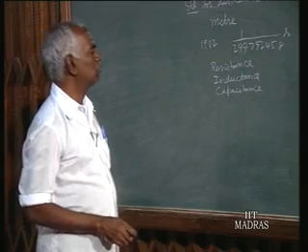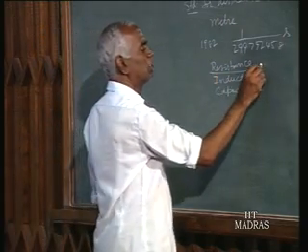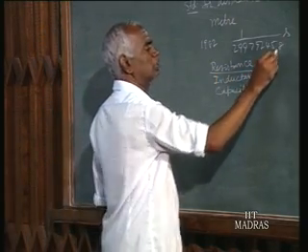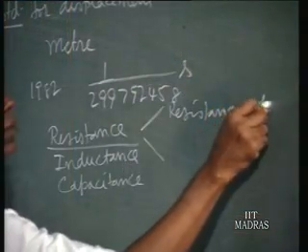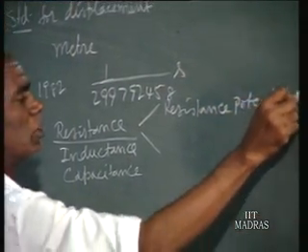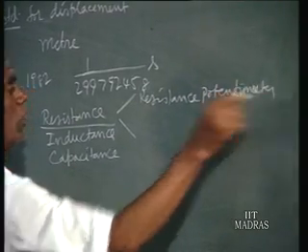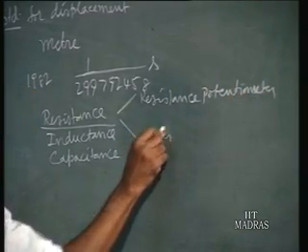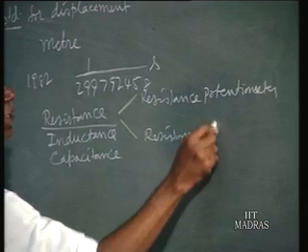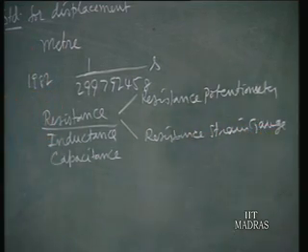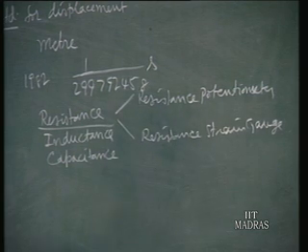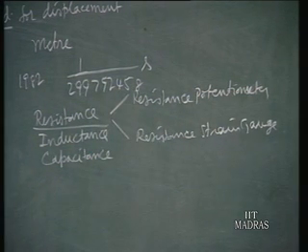First and foremost is resistance. In this we have got two types. One is the resistance potentiometer, and the other one is the resistance strain gauge. So these are the two ways in which resistance is made use of in measuring a displacement.